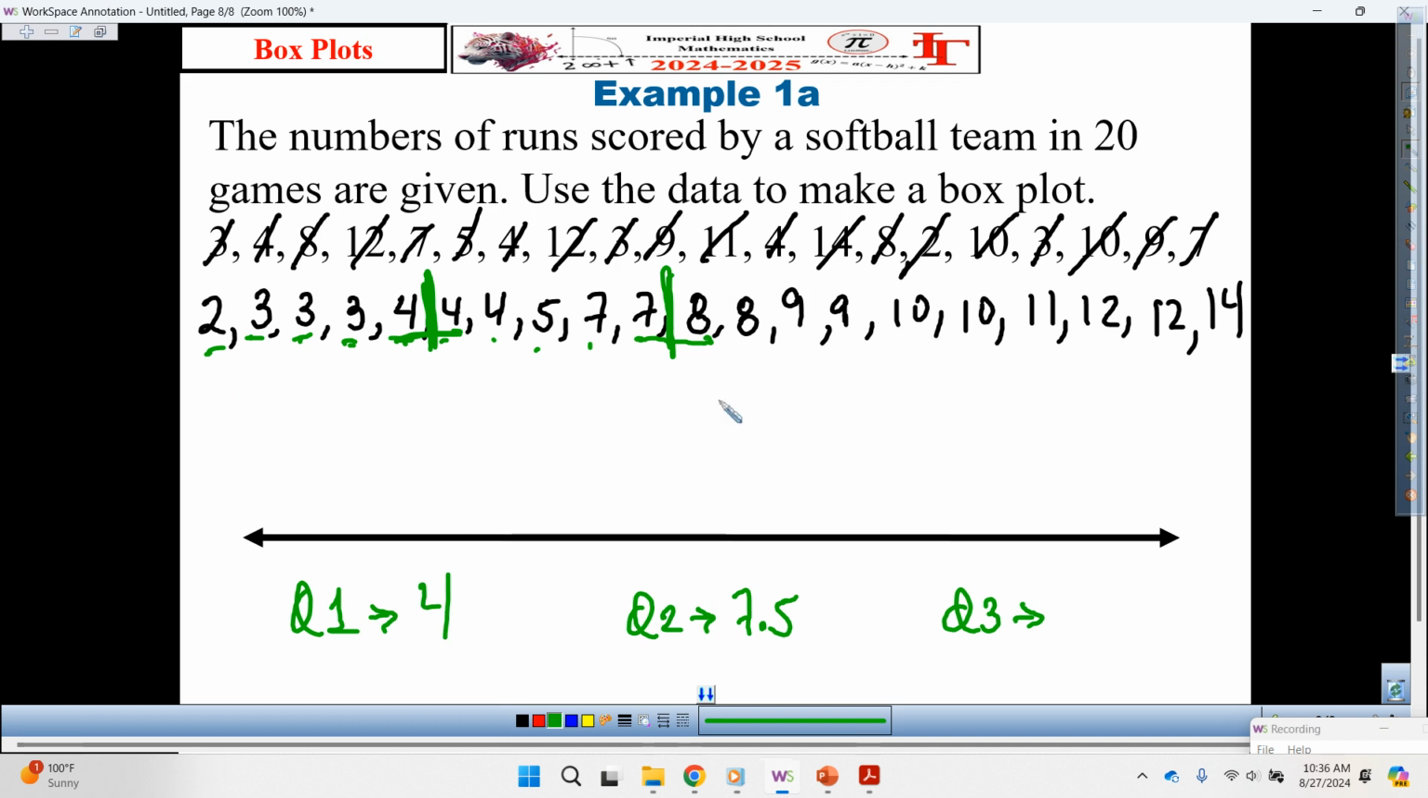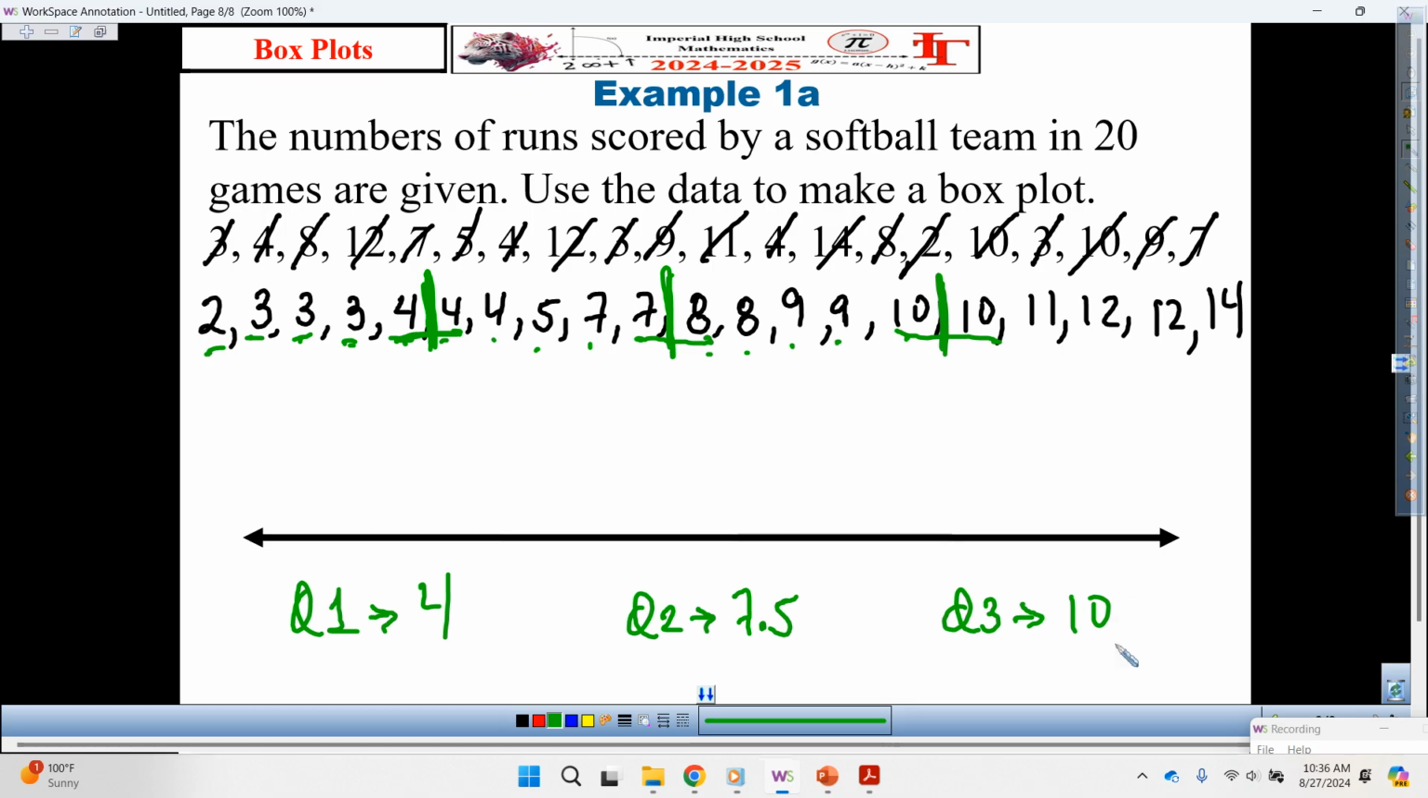The upper half. Tell your neighbor what you got for Q3 on the upper half. All right, what'd you get for the upper half, Mia? 10. Let's see, 1, 2, 3, 4, 5, and 5. There's nothing here, so what is 10 plus 10? 20 divided by 2 is 10.